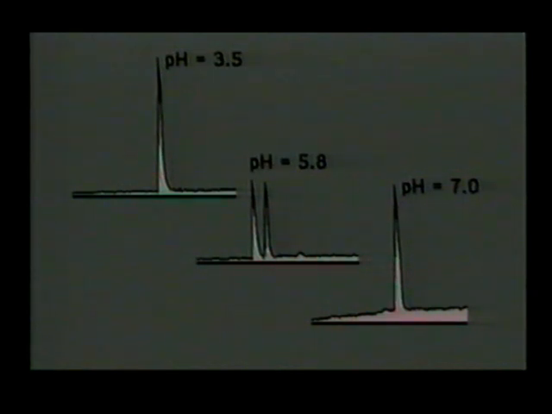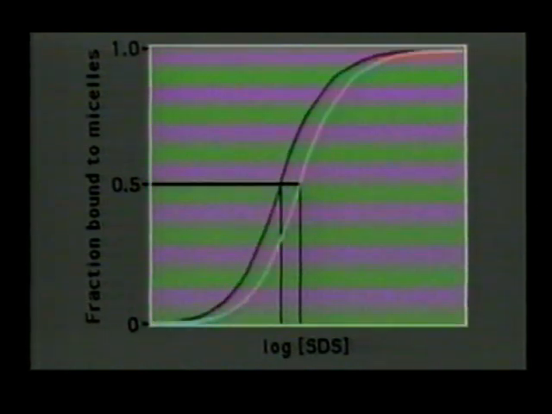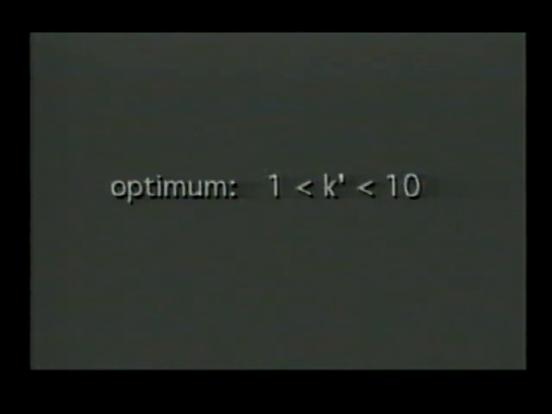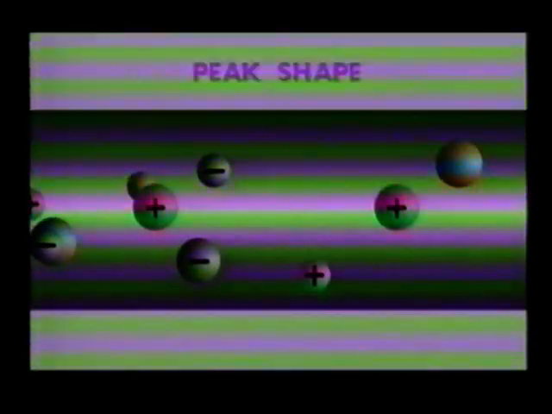The electropherograms support this theory. Exactly as predicted, the optimum separation is found by choosing a buffer pH intermediate between the pKa values of the two acids. Optimization of micellar separations can be approached in a similar way. This graph shows the binding curves for two analytes to a micelle. Good separation requires a choice of SDS concentration that ensures the analytes are near their half maximum binding level. As a rule of thumb, an optimum K' value is between 1 and 10.